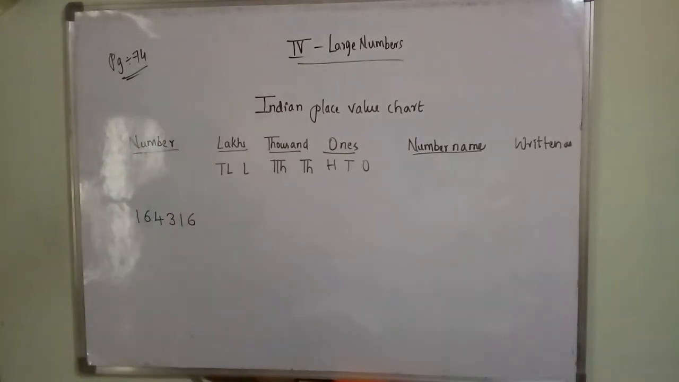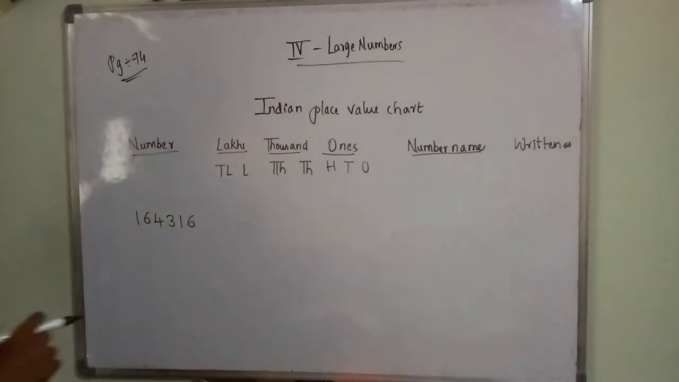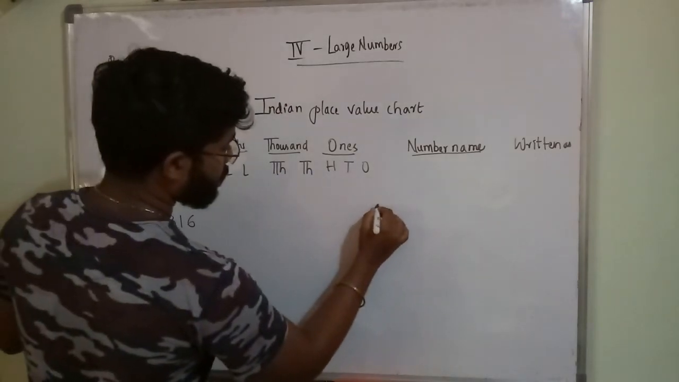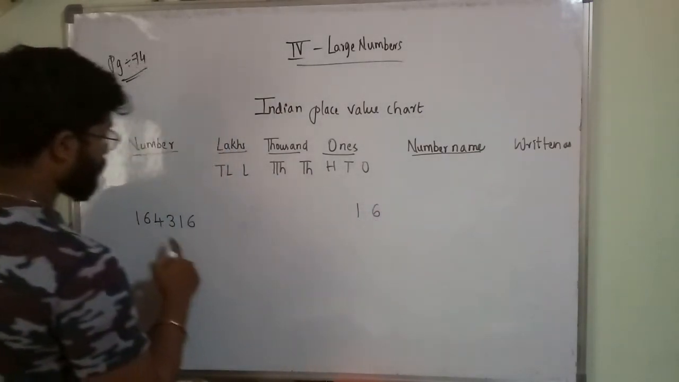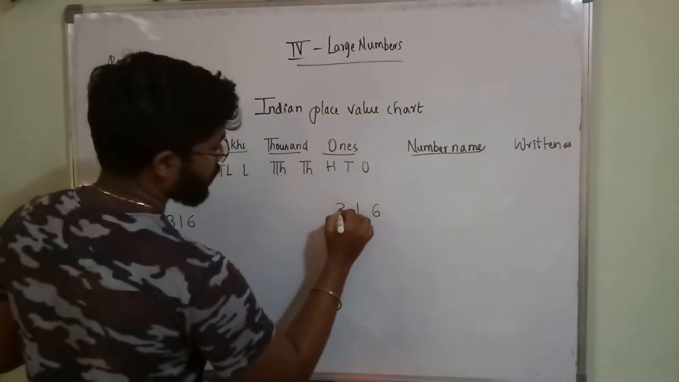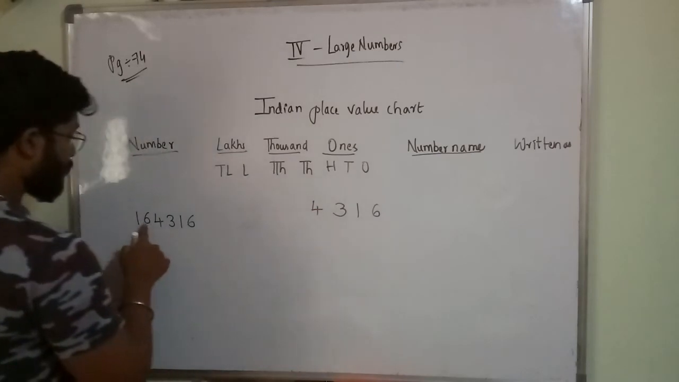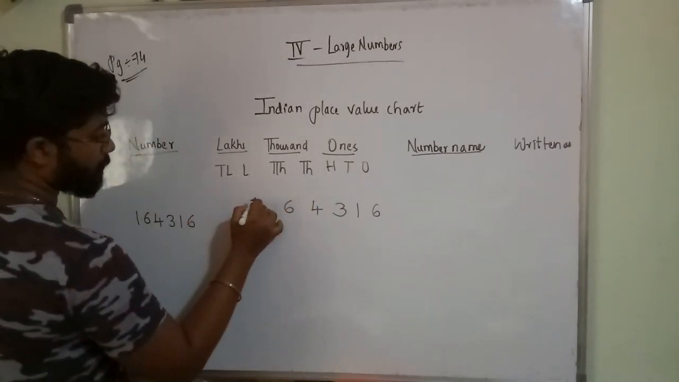The next number is 1 6 4 3 1 6. So how many digits are there here? This 6 is in ones place. 1 is in tens place. 3 is in hundreds place. 4 is in thousands place. This 6 is in 10,000s place. 1 is in lakhs place.